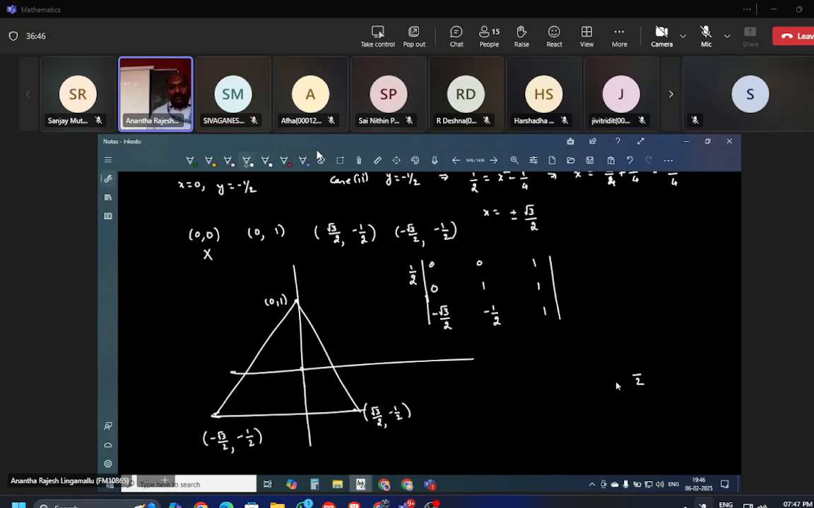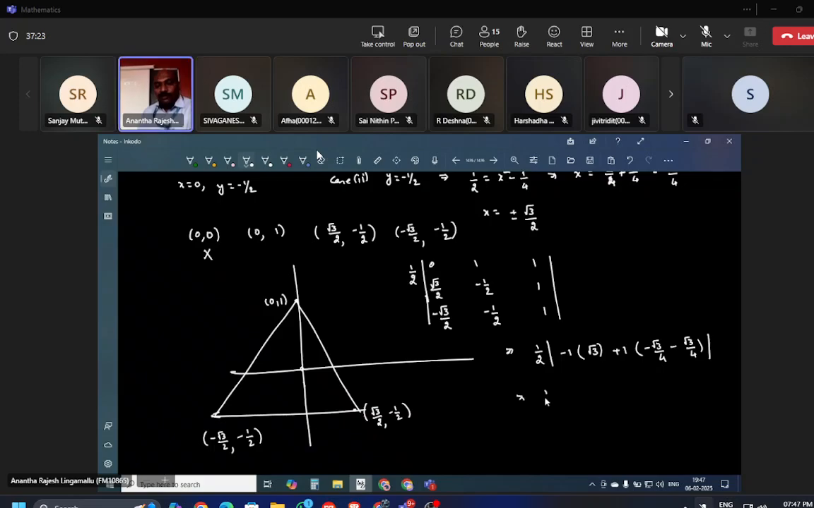Points: first one was (0, 1), (1), next one root 3 by 2, root 3 by 2, minus 1 by 2, 1, minus root 3 by 2, minus 1 by 2, 1. Okay, now let us expand this. Half into 0, no use. Minus 1 into root 3 by 2 plus root 3 by 2, root 3, plus 1 into these two multiplication, minus root 3 by 4, minus of plus minus root 3 by 4.